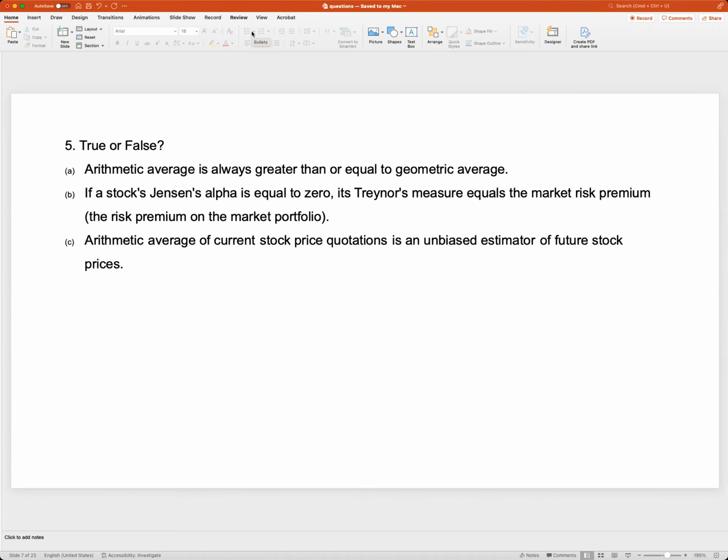Now we're going to solve a few conceptual questions together. So true or false? Question A. Arithmetic average is always greater than or equal to geometric average.